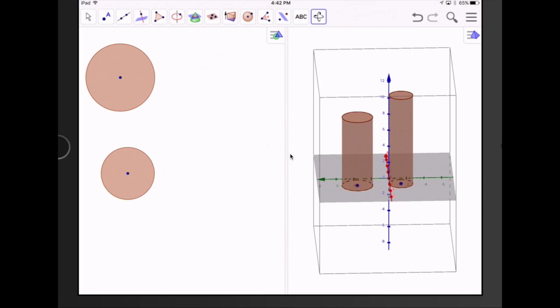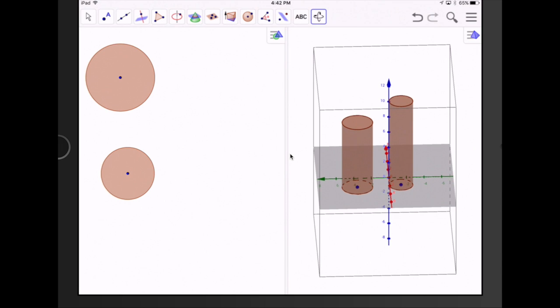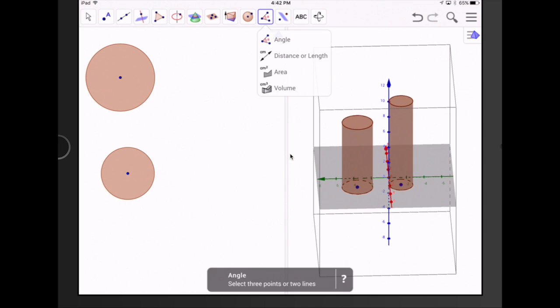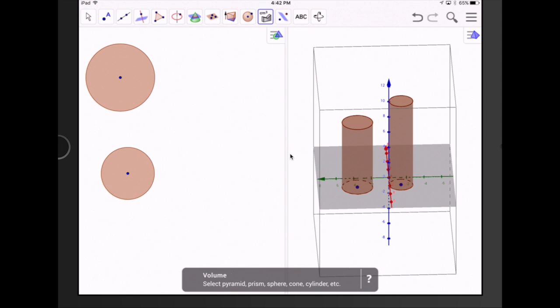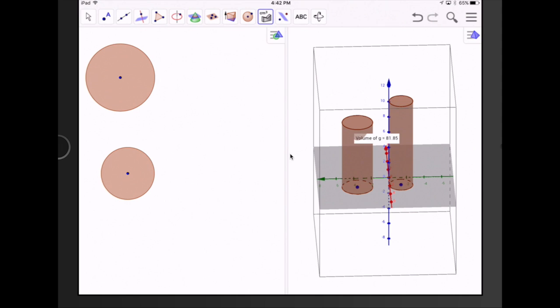And what's nice here, we can actually just ask for the volume of these guys. So I go up to the tool and come down to volume, click on the first cylinder. It gives me a volume of 81.85. And I click on the second cylinder and it gives me a volume of 63. So a lot of people visually might go for the taller one or say that they're both equal, and this shows us, without doing the computations by hand, that the shorter one with a circumference of 11 and a height of 8.5 actually has more volume.